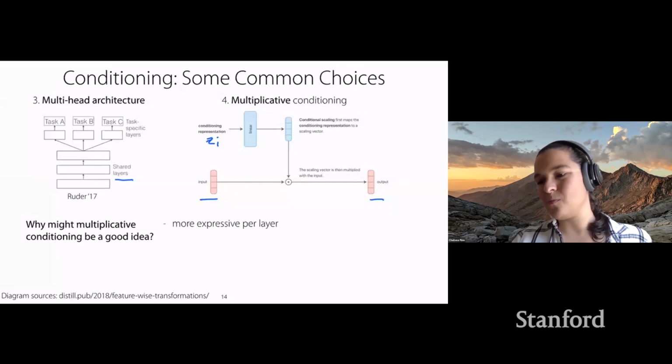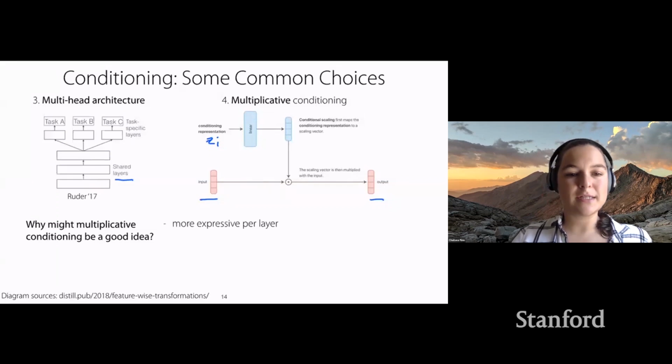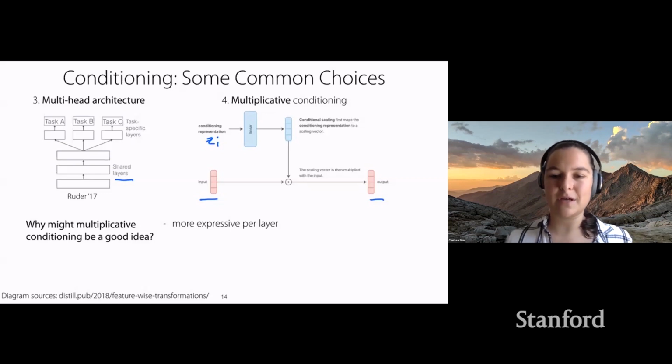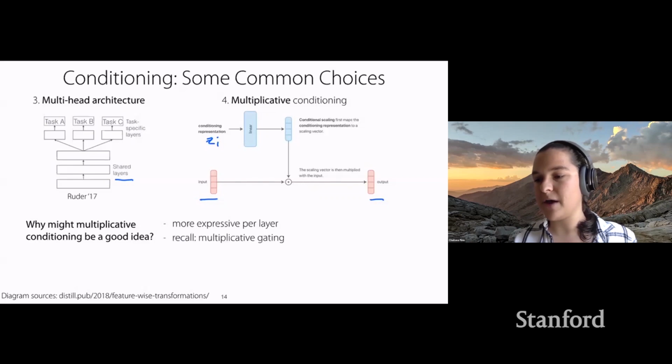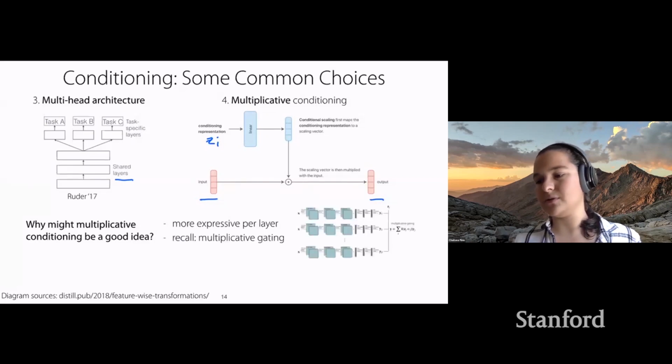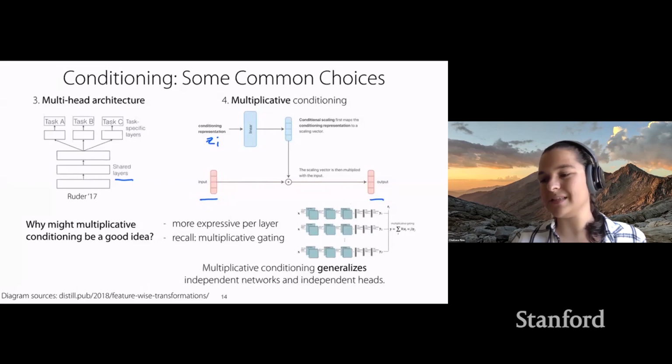One reason why multiplicative might be a good idea is that for an individual layer, it's more expressive than simply adding or concatenating. Of course, at the neural network level, because neural networks are universal function approximators, it isn't necessarily going to be more expressive overall. They're probably both going to be equally expressive if you have a deep enough neural network. But for each individual layer, you do get more expressive power. It also is closely related to this gating and branching idea that we talked about before. So in some ways, multiplicative conditioning generalizes independent networks, independent heads, and so forth.